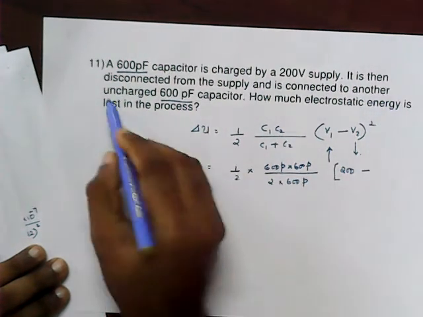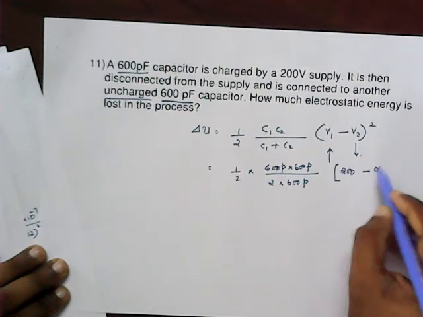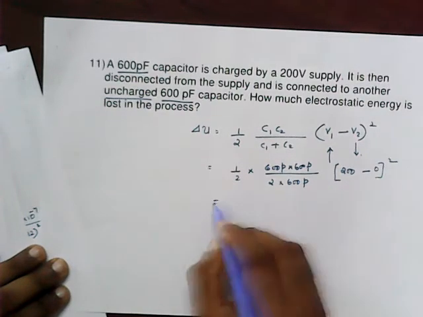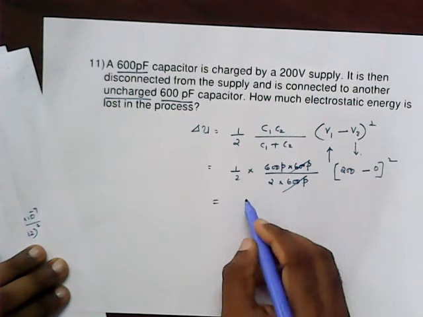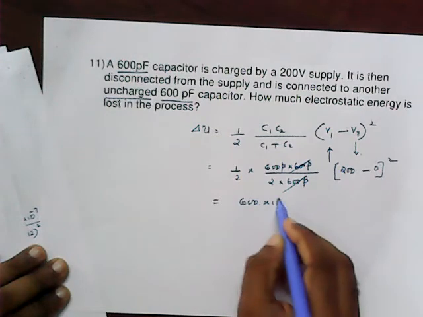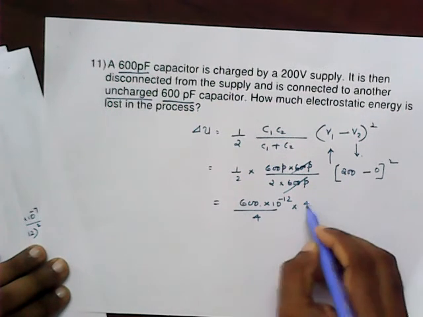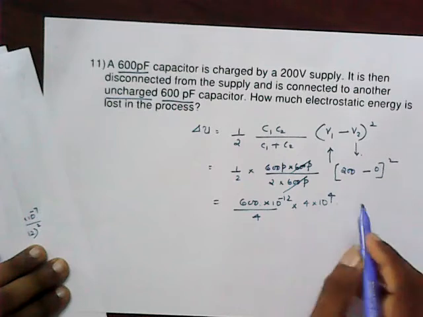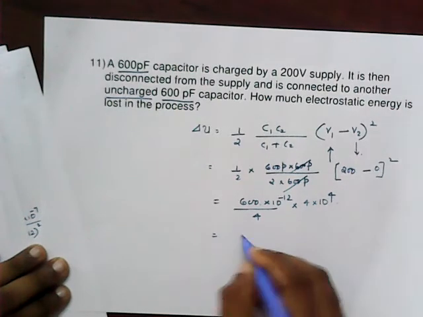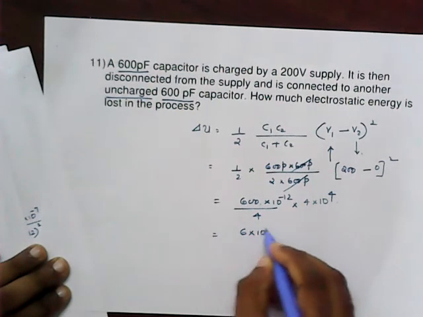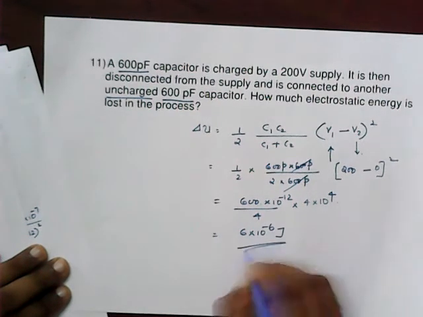But it is another uncharged capacitor, so V2 becomes 0) square. So that is equal to 600 into 10 raised to minus 12 by 4 into 200 square, so 4 into 10 raised to 4. So you get the value exactly as 6 into 10 raised to minus 6 joule.